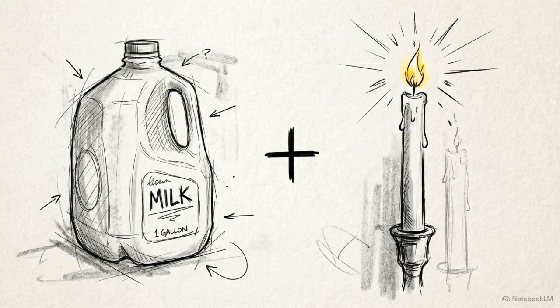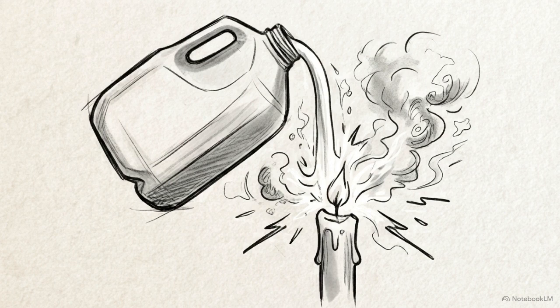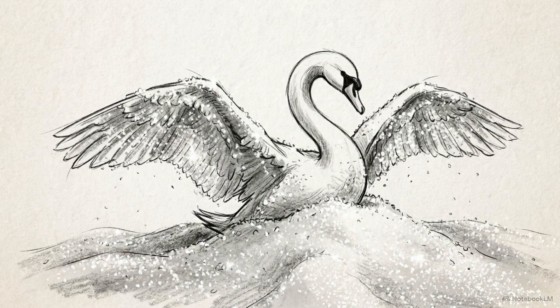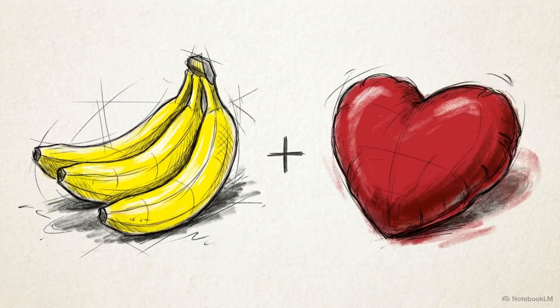Let's apply this to our list. Item 1 is milk. Peg 1 is the candle. Imagine a full gallon of milk pouring directly onto a giant burning candle. Hear the loud sizzle as the flame is extinguished. Item 2 is sugar. Peg 2 is the swan. Picture that white swan struggling to paddle through a thick, heavy lake of granular sugar, getting its feathers stuck in the crystals. Item 3 is bananas.